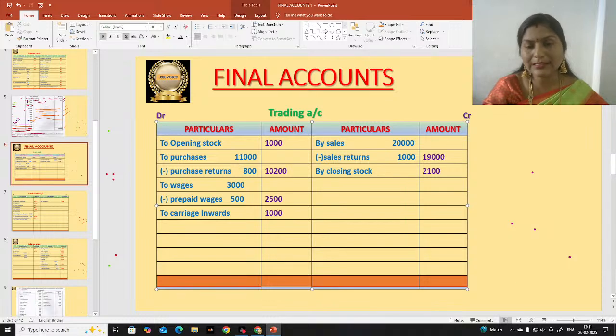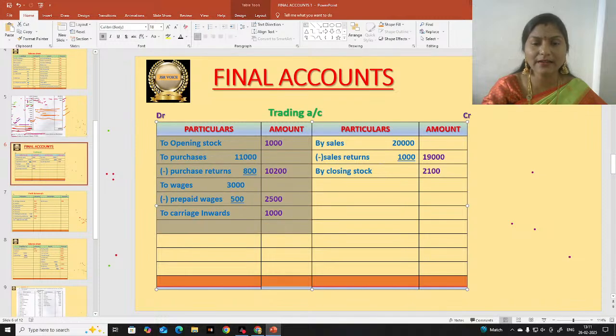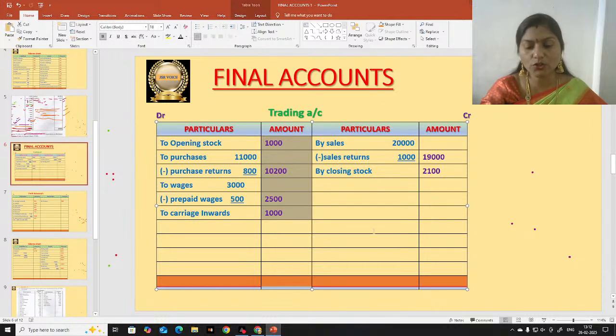You should write totals in the total columns. But how to total it here? First of all, you should add debit side amounts. Here we have debit side, no? These all we should add. In amount column, debit side whatever amounts we have, that should be added. You check the totals here. Debit side how much we have? First we have 1,000 rupees. Next one 10,200. Next one 2,500. Next one 1,000. Okay, total 14,700. We have 14,700 on the debit side.